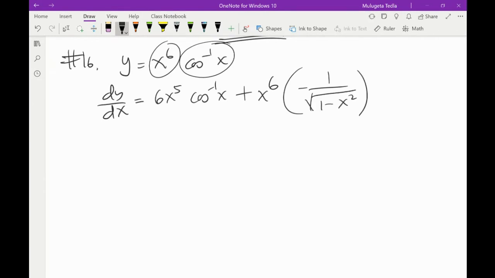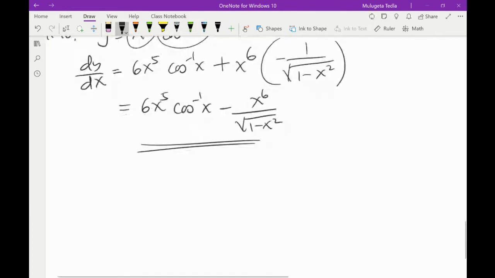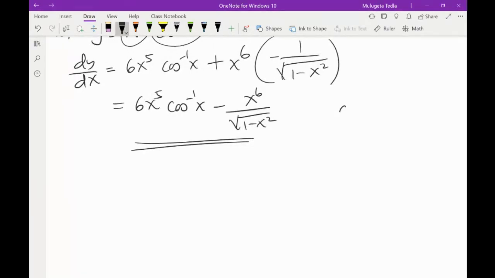The derivative of cos inverse is negative 1 over root of 1 minus u squared. u is x in this case. It's not a function, so the derivative of x is 1. You don't need to attach anything, right? So this is 6x to the 5 cos inverse of x minus x to the 6 over square root of 1 minus x squared.